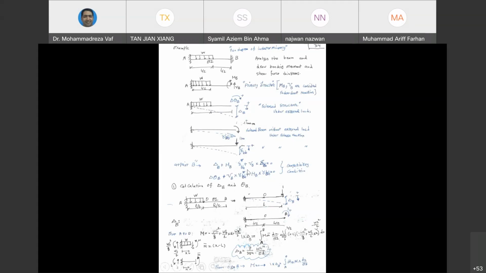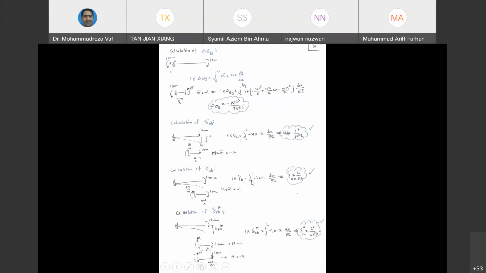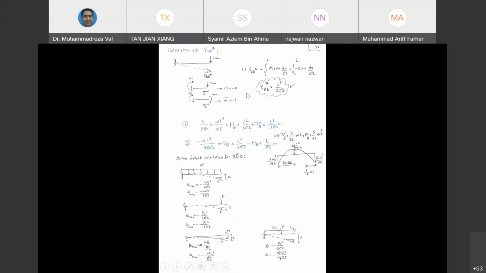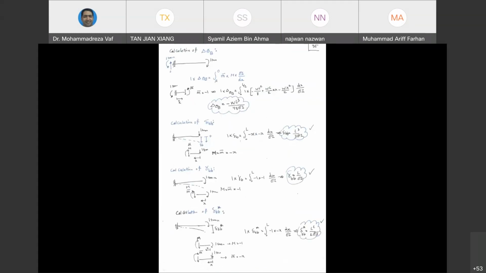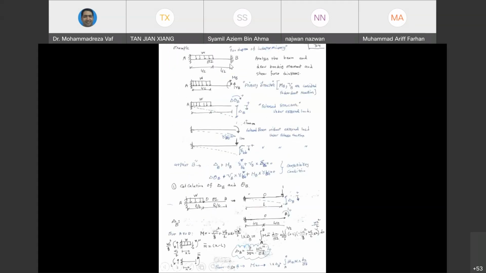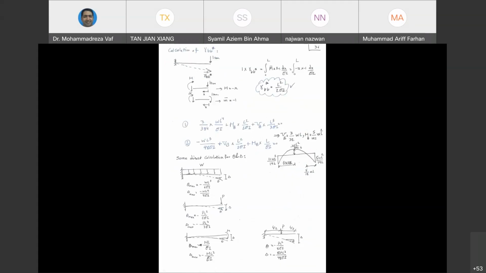You need to calculate here 4 basically unknown parameters. It can be delta, it can be theta. So the calculation takes a lot of time. That's why we don't go through this kind of question during the test and exam. But if you are interested to know how a structure with 2 degrees of indeterminacy can be solved, you can read this example, and if you have any question, we can discuss it in our next class. So this is just for your self-study.